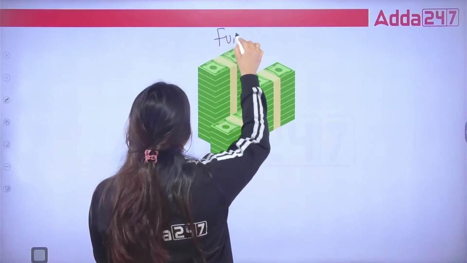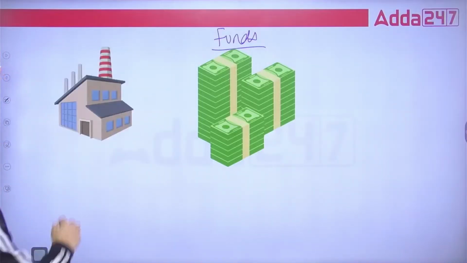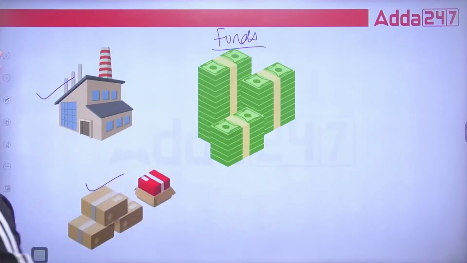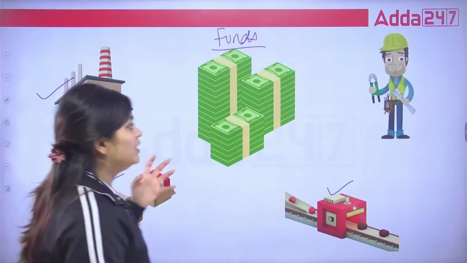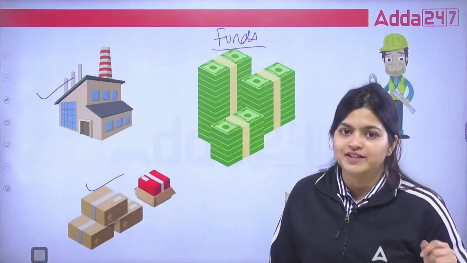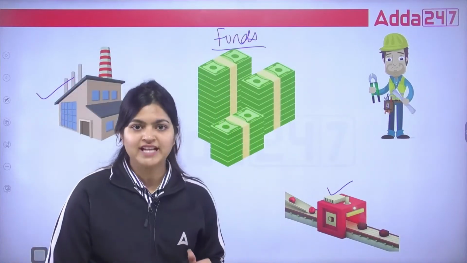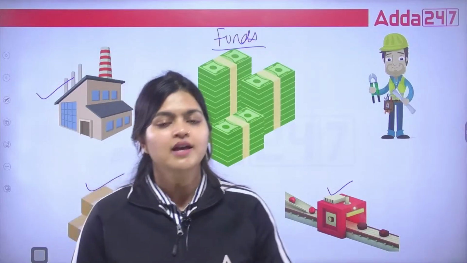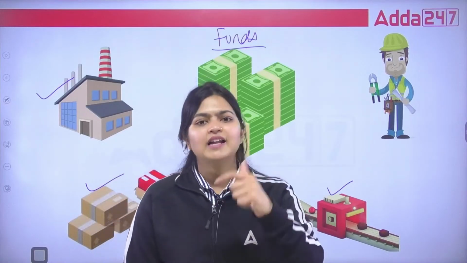Now I'm the owner, I want to start my business. So the first thing, I want funds. With the help of these funds, I'm going to purchase this factory, I'm going to purchase raw materials, I'm going to purchase the manufacturing machines. I'm going to employ different employees with different skills, and they are going to help in production. So in my factory, I require different kinds of things, and I need to pay different kinds of expenditure also.